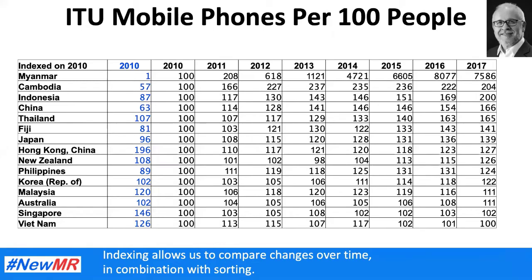Massive, massive change. Down at the bottom end of our table, we can see that in Malaysia, Australia, Singapore, and Vietnam, there has been relatively little change between 2010 and 2017. Those countries all had more than 100 phones per 100 people in 2010, but they've not changed particularly over that period of time. So we can see some other patterns in that information.